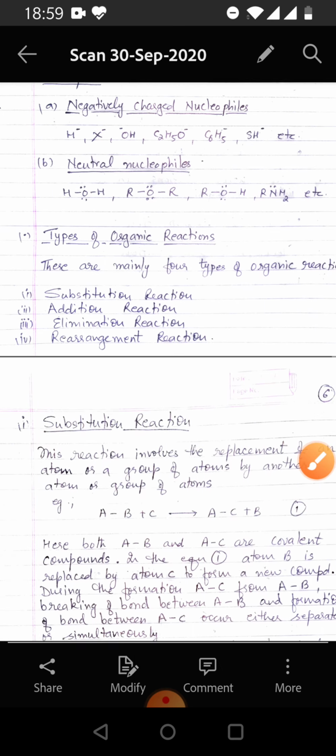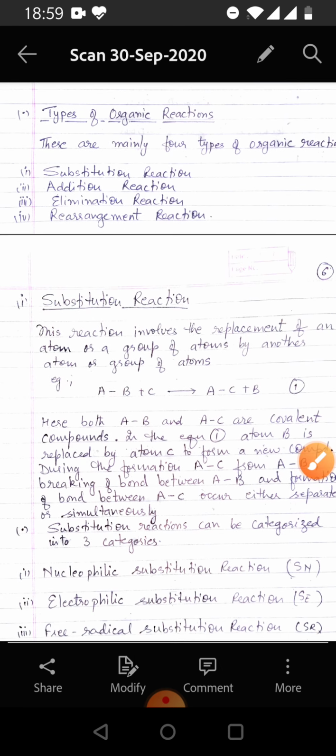Now, we come to types of reactions. There are mainly 4 types of organic reactions.